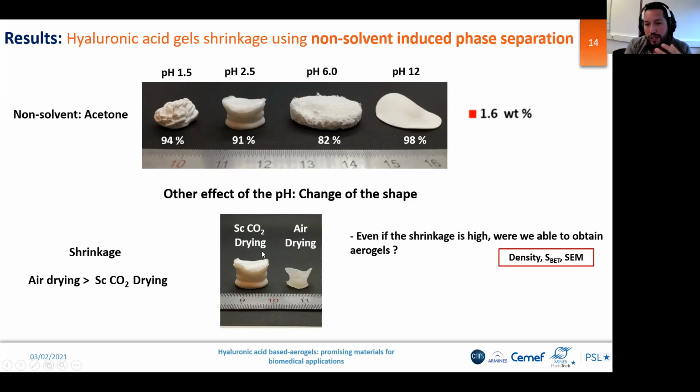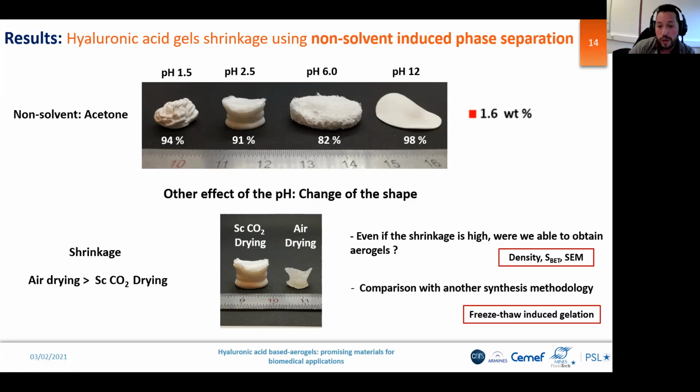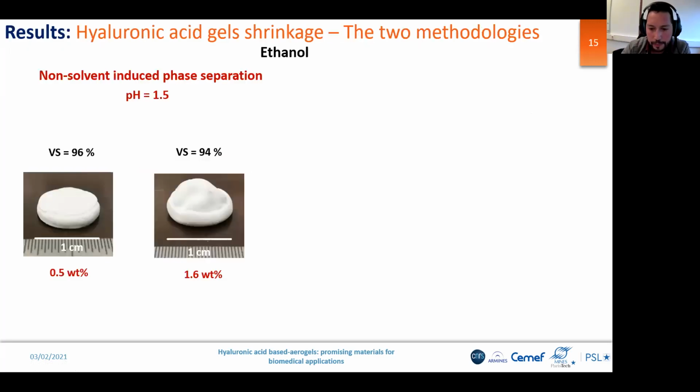However, until this point, we cannot say if we get aerogels or not. For that reason, we need other characterization techniques like density, surface area, and SEM, and also we wanted to evaluate how this methodology compares with the second methodology, the freeze-thaw-induced gelation. Let's start with the comparison of the methodologies.